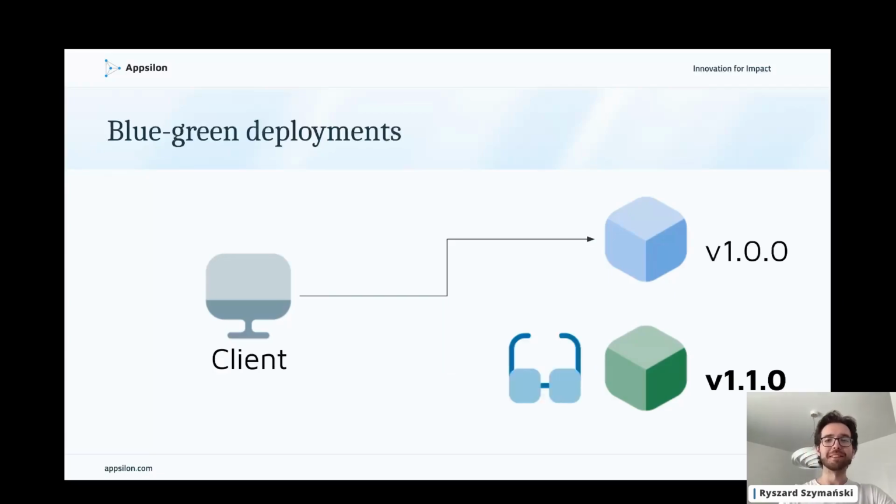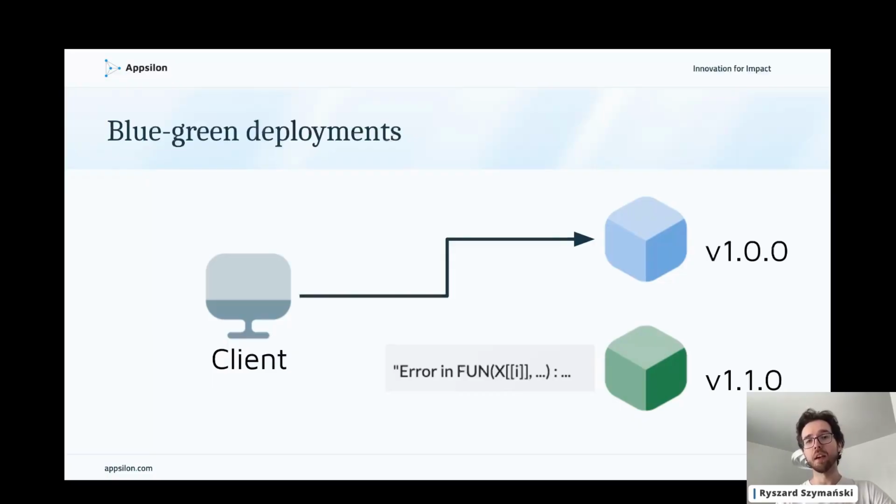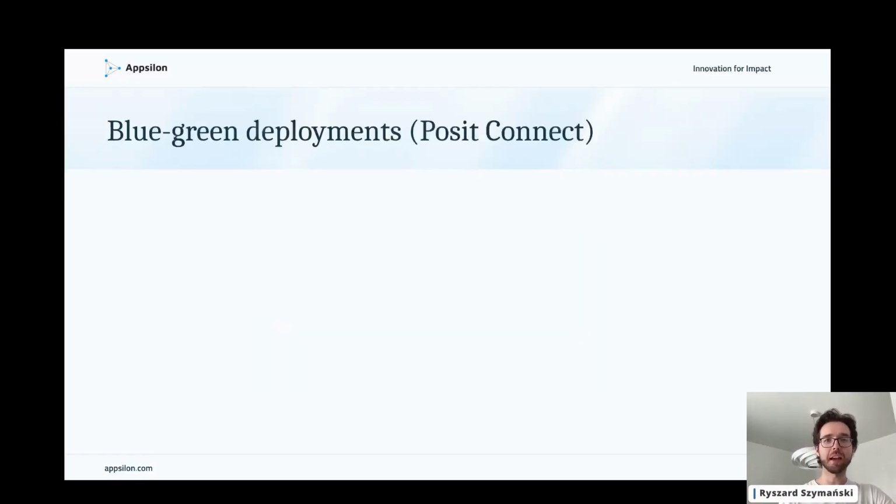But that was the optimistic scenario where everything worked as expected. What if something goes wrong on the green instance? Well, in these cases, you find yourself in a much more comfortable situation where you can calmly investigate what's wrong in the green instance while your end users continue to use the stable version of your app on the blue instance. Let's see how we can use this strategy on Posit Connect.